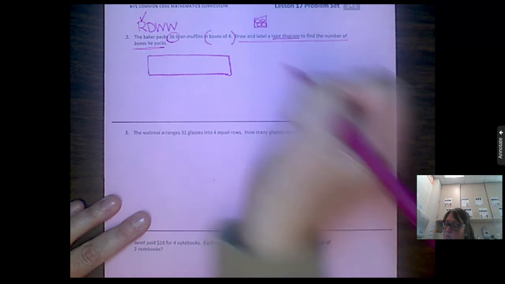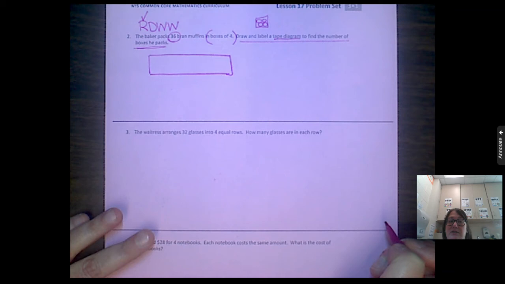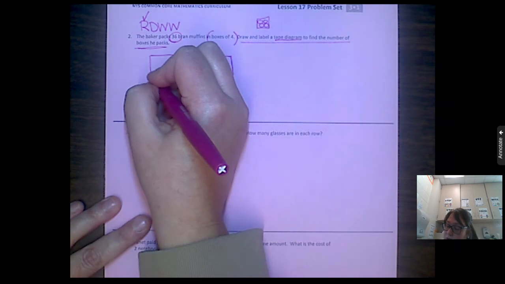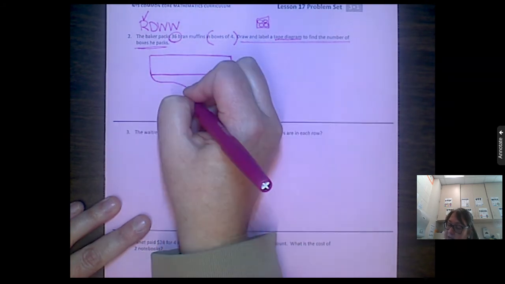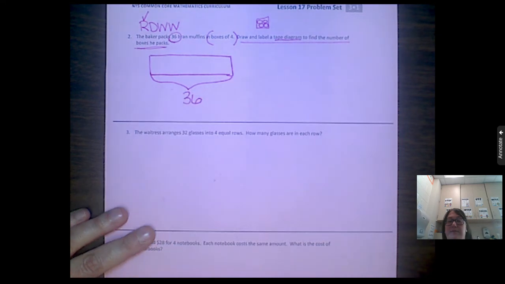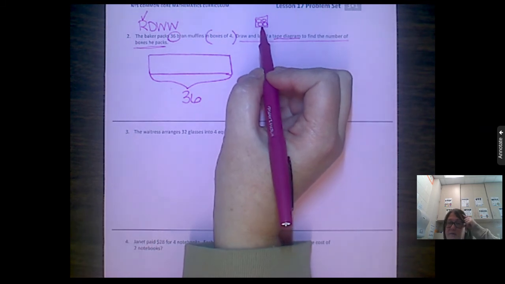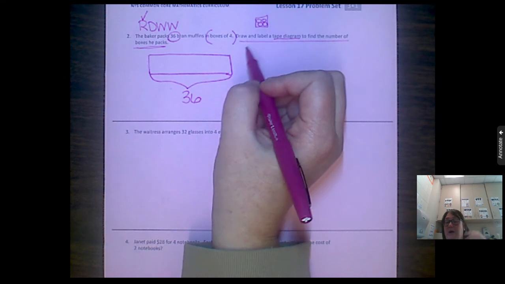And what do we know? 36 bran muffins. We said that is the total. So we can scoop our tape diagram and put 36 because that's the total. And boxes of 4, just to help me get that in my head, what that meant, boxes of 4, that meant 4 in a box. So I made a box of 4 there.